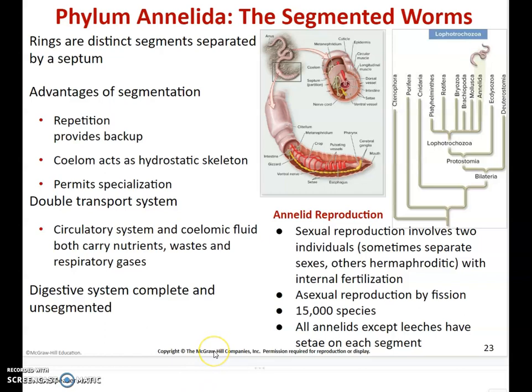They can reproduce asexually by fission, and all annelids except leeches have those setae on every segment to keep it still in order to shift its fluids to be able to inch along and move each of those segments. Oop, I actually meant septum.